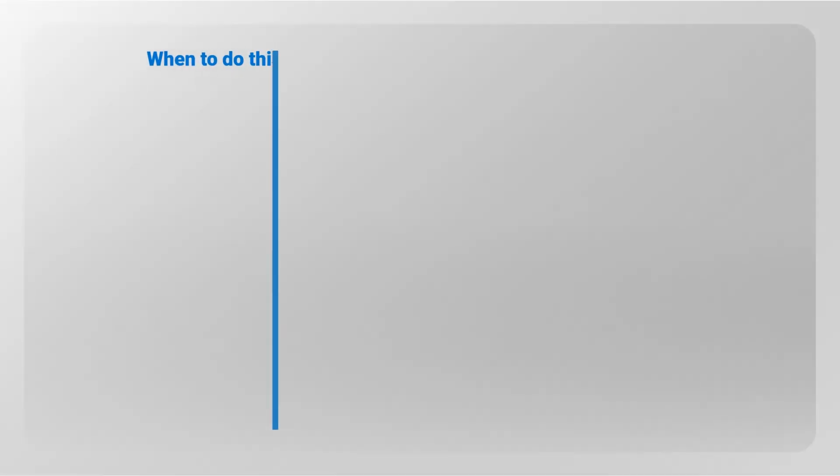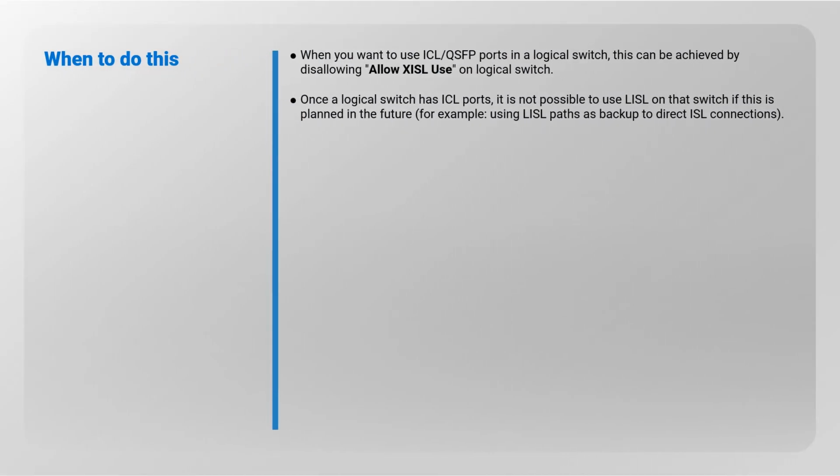When to do this? When you want to use ICL or QSFP ports in a logical switch. This can be achieved by disallowing the Allow XISL use on logical switch. Once a logical switch has ICL ports, it is not possible to use logical ISL or LISL on that switch if this is planned in the future. For example, using LISL paths as backup to direct ISL connections.